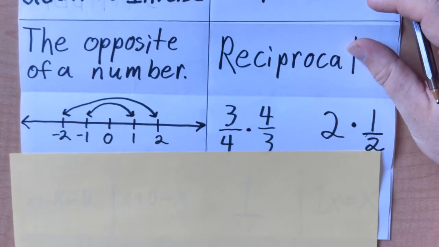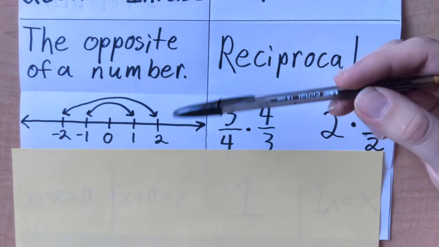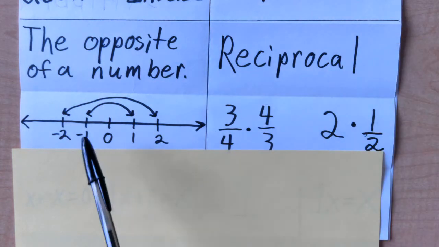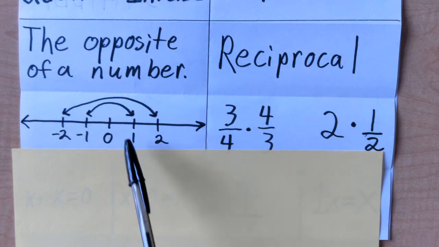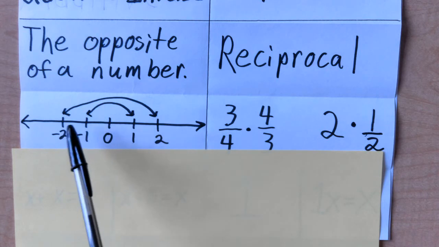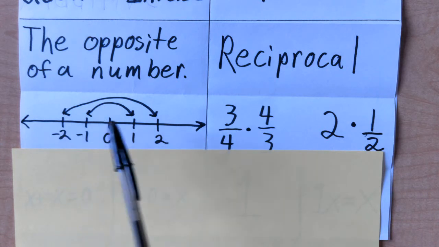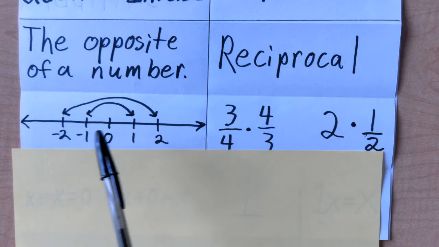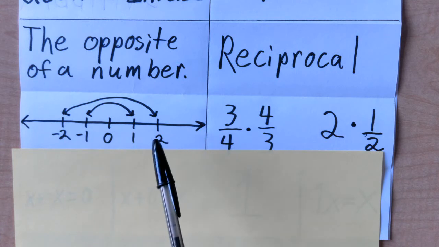So when we're talking about the opposite of a number, picture a number line here. For every positive number, there is an opposite, being the negative, right? The opposite of a negative number would be a positive. So these are opposite numbers here, or additive inverses.